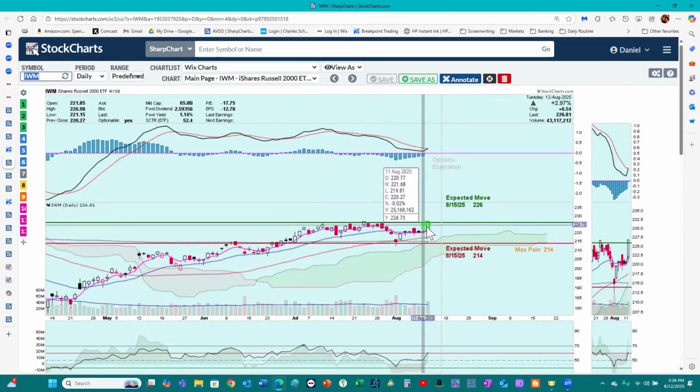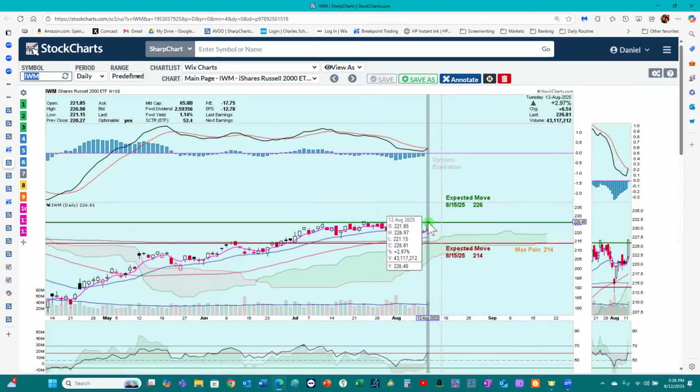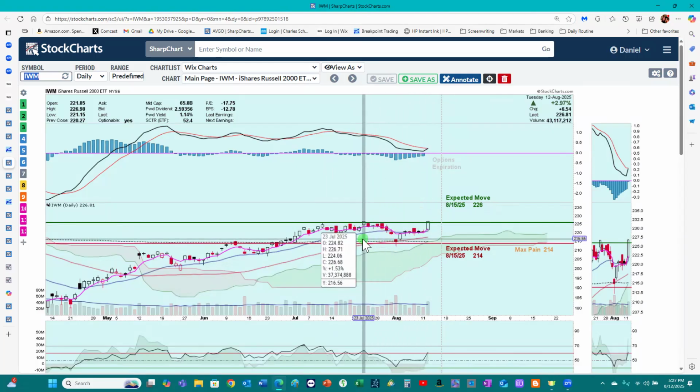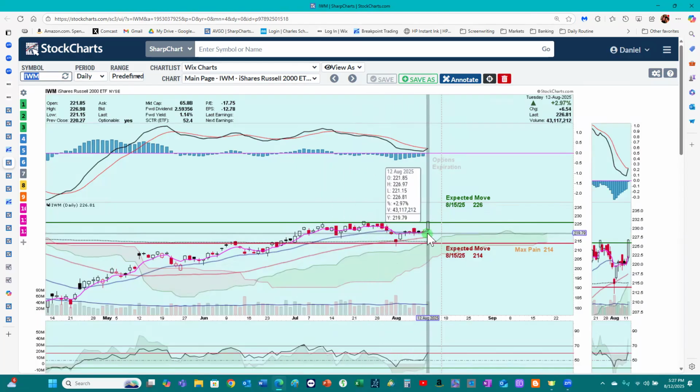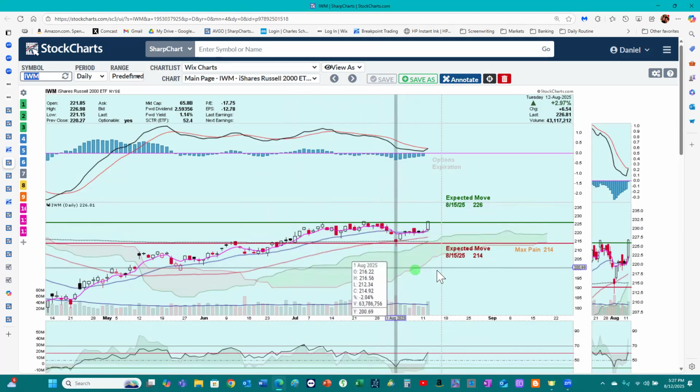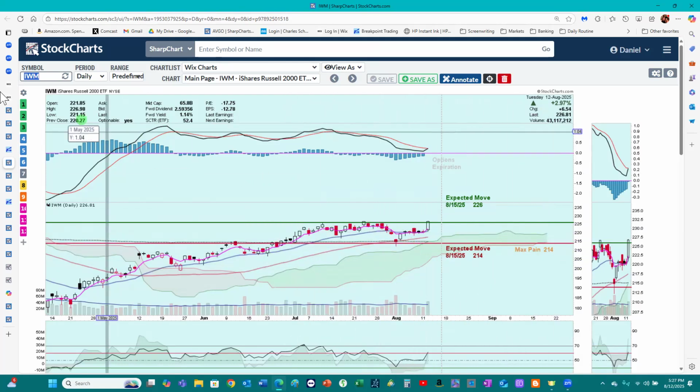As we move into options expiration on Friday, we'll see what the market makers want to do about this. But it is absolutely breaking out. So the high here was 226.71, and the high today was 226.97. So a new all-time high by about 20 cents, 25 cents. So that's what it looks like. Max Pain is down here at 214.